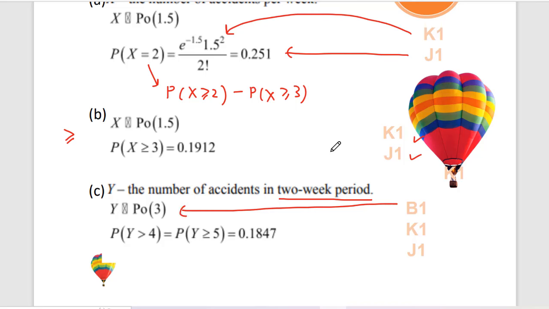Okay, and then we find the probability of more than 4, which means we can write probability Y greater than or equal to 5. So, looking from the table, we get 0.1847. So, this gets K1 J1. Right, so that is for question number 3.